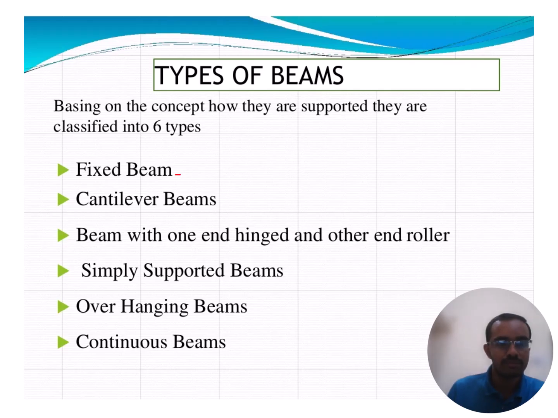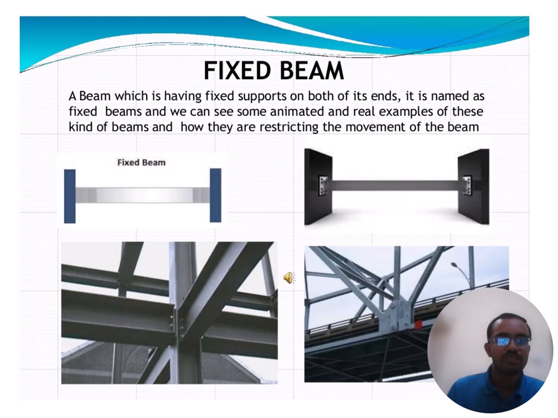First we see the fixed beam. A fixed beam is a beam having a fixed support at both ends. It is named a fixed beam, and we can see some animated and real examples of this. In RC structures, the beam placed between two columns is a fixed beam. In frame structures or RC structures, we may see the beam placed over the column. It is fixed in nature. That is the best example for the fixed beam. The beam is inserted into the column or the support. So it restricts horizontal, vertical and rotational movement. All three are restricted here. That is the advantage of the fixed beam.